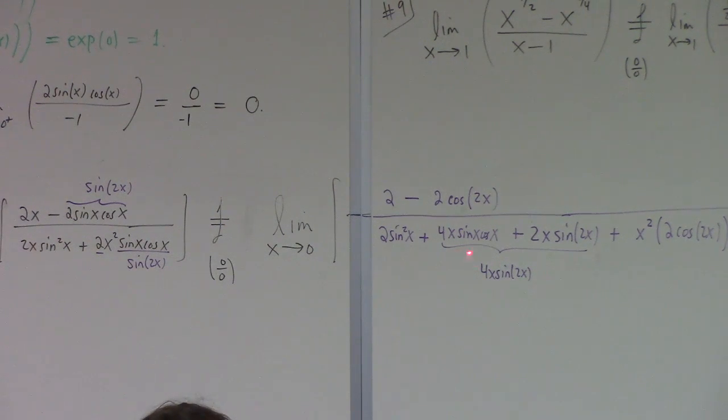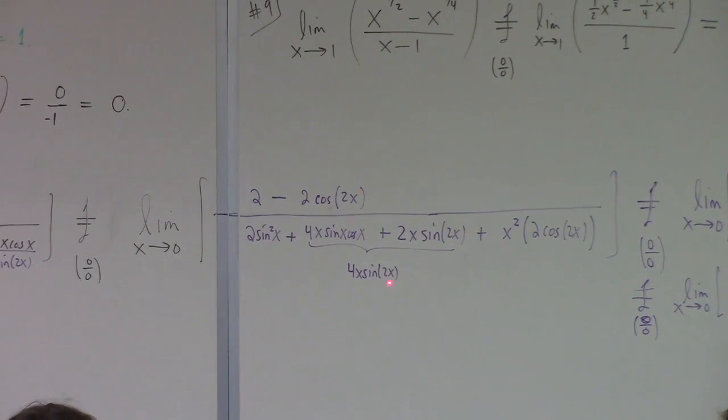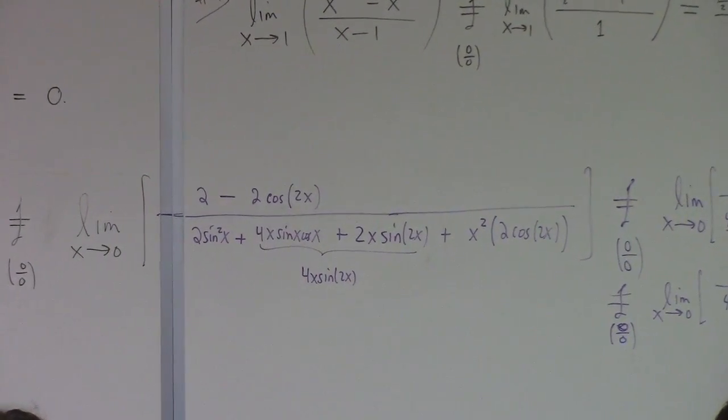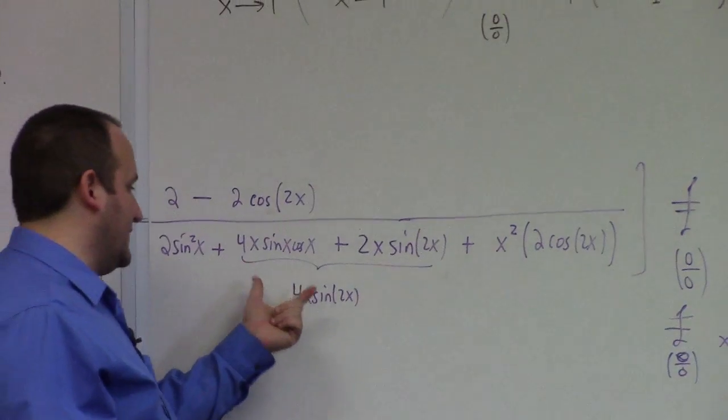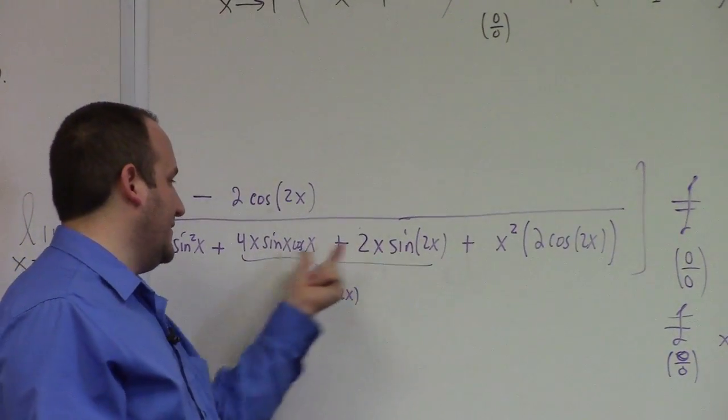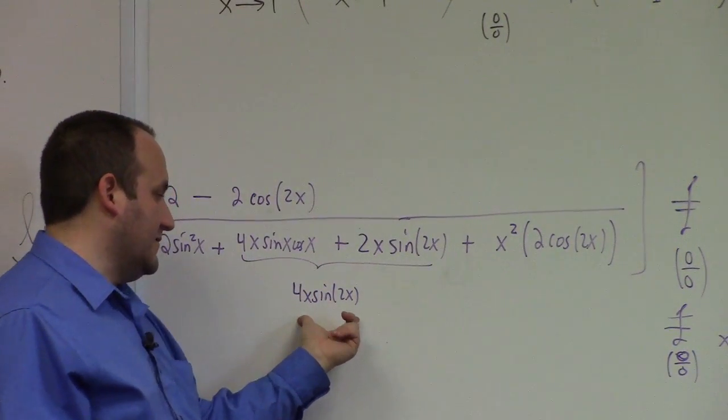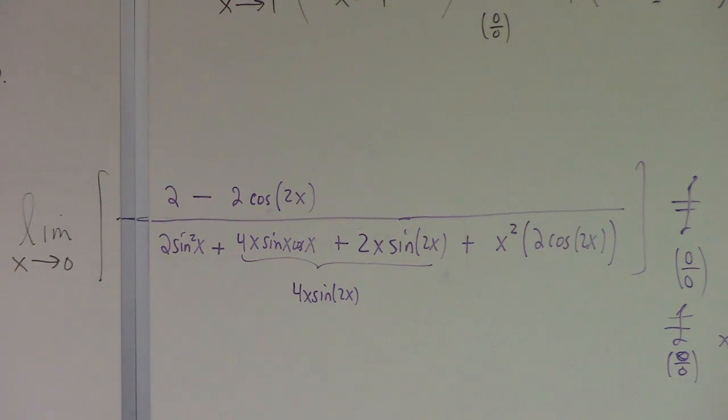So then I'm like, well, I can simplify some of this because that's really collapsing that down. That's really just 4 sine 2x times x because 2 sine x cosine x is sine 2x, right? So I got that here and here. I can combine these into one grand glorious 4x sine 2x term.